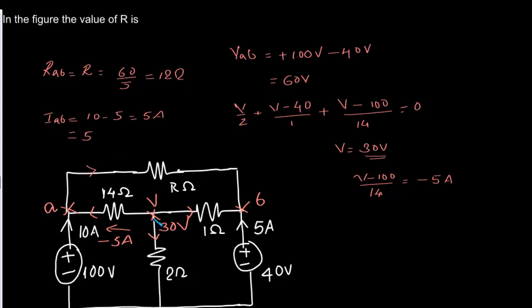We can verify our result. If we have 30 volts here and 40 volts there, that means this current will be (30 minus 40) by 1 ohm, that is minus 10 amperes. Minus 10 amperes coming here, 5 amperes coming here. So in total what will be this current? Minus 10 plus 5, that will be minus 5 amperes. So we know if 5 ampere current flows in this direction, by convention minus 5 amperes current should flow in the opposite direction. So this answer is correct.